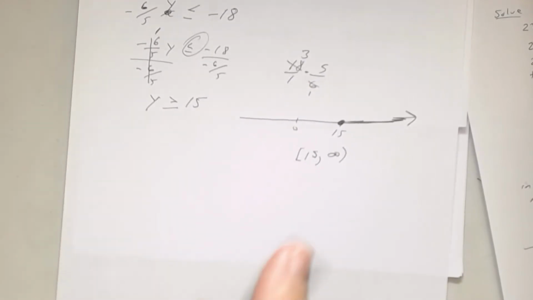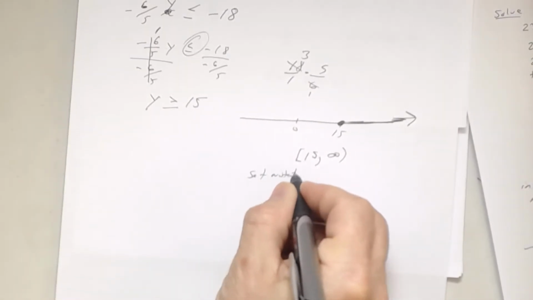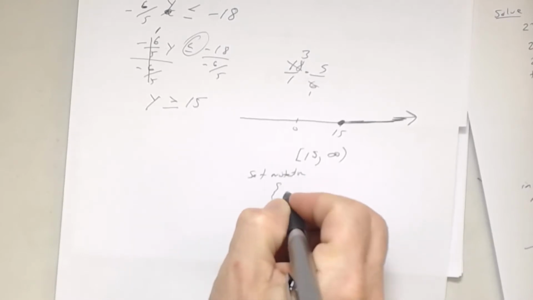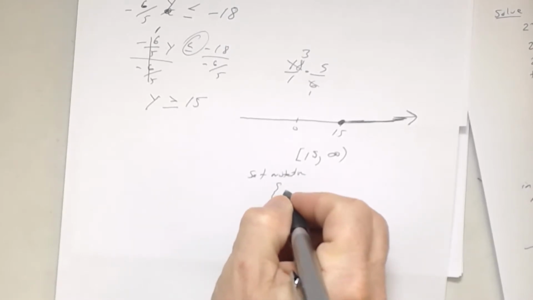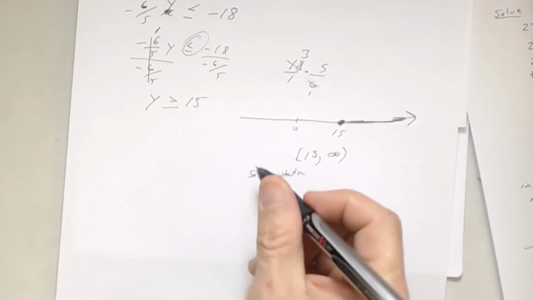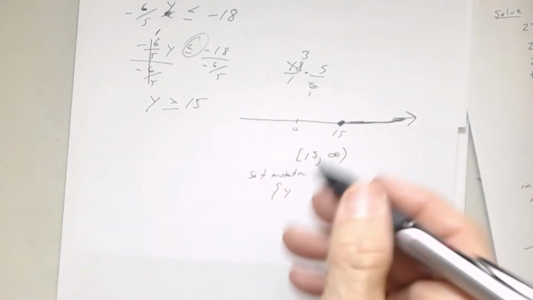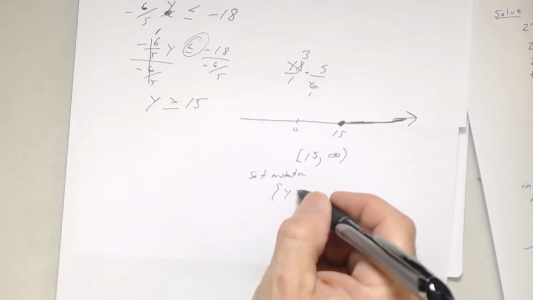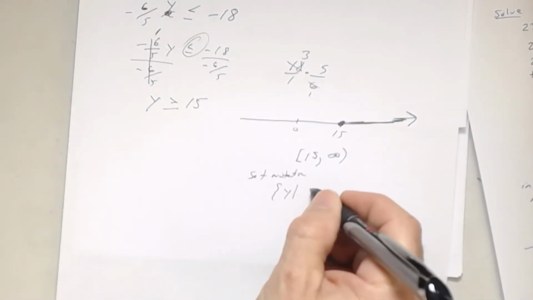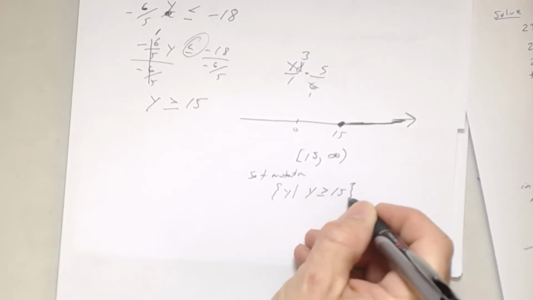Set notation. The set of y's. Make sure you carry the variable. So that's a y. Don't get so used to that x. It could be the variable y. Set of y's such that y is greater than or equal to 15.